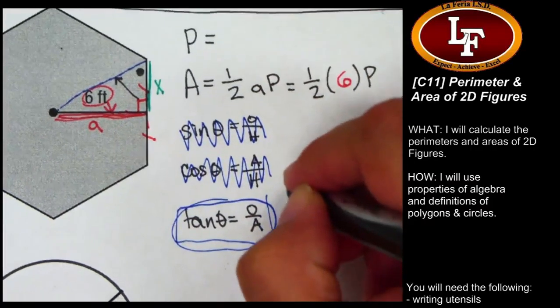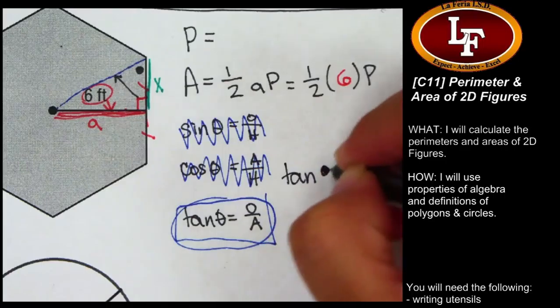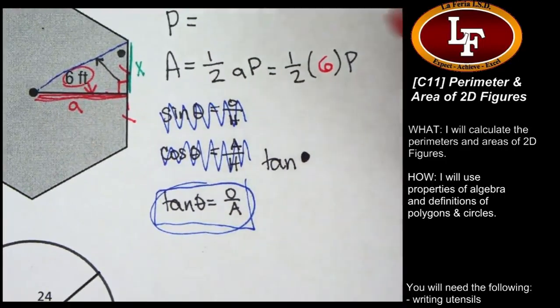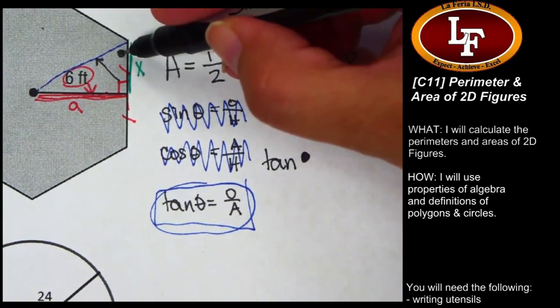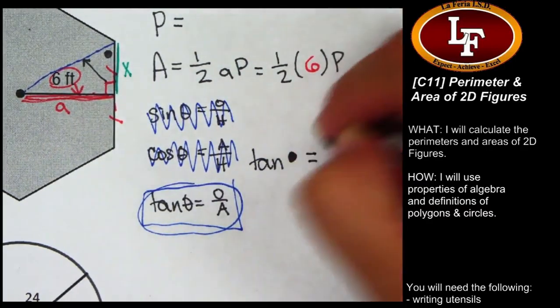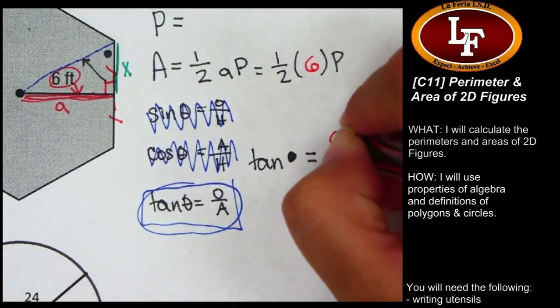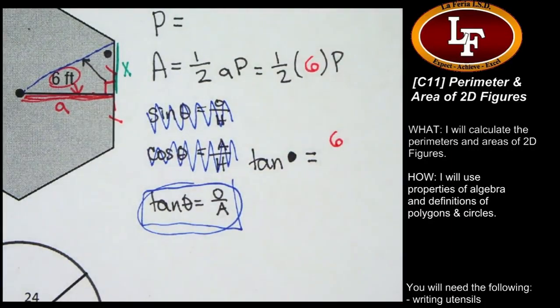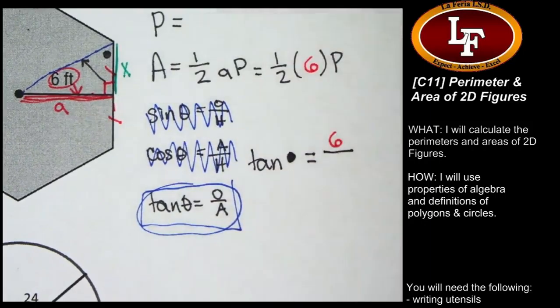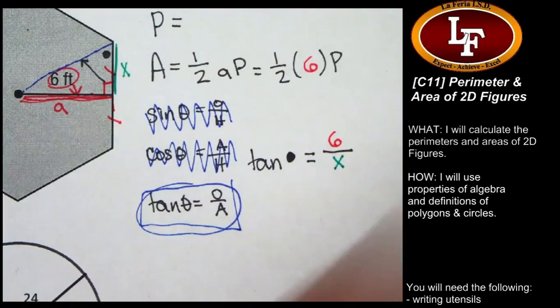Make sure that you take a moment to substitute what you have information for. I'm going to use the same symbol, that black dot, to represent the measurement of this angle right here. I'm going to get information on the side opposite that angle, which is the apothem, measurement of 6, divided by the side adjacent to the angle, which is the piece of the side that we are looking for.